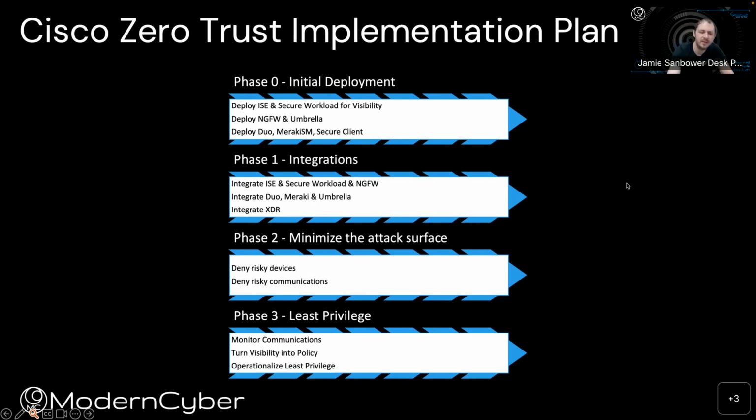And then the final phase would be moving into monitoring the communications, turning that visibility that you have into the communications into policy, and then operationalizing least privilege by enforcing and closing the loop on any type of denies that do occur.